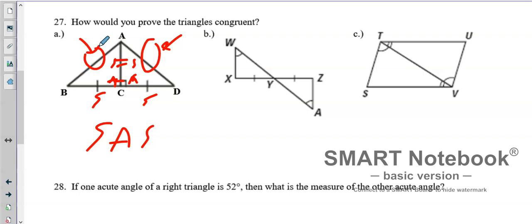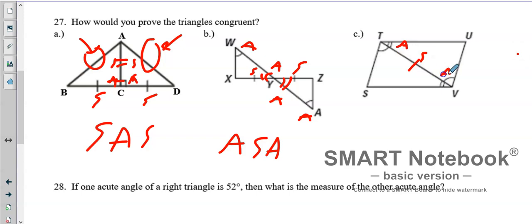All right. Whenever we see vertical angles, we should automatically mark them. And then we have angle, angle, side, angle, angle, side. We can prove it by AAS. Here we have a reflexive line again. So we have angle, side, angle, angle, side, angle. That is our justification, angle, side, angle.